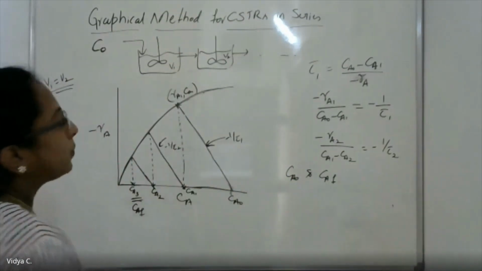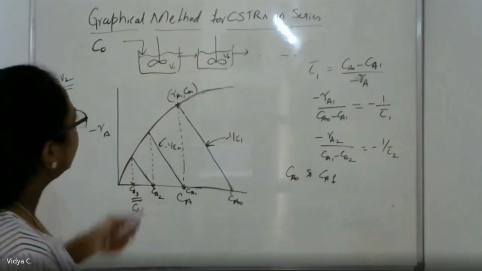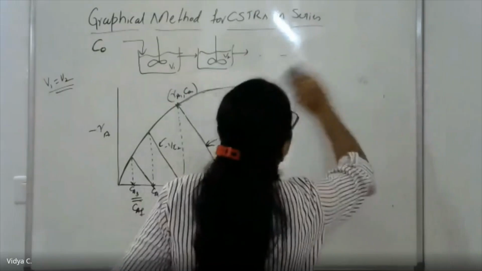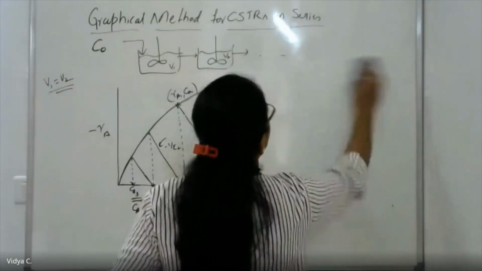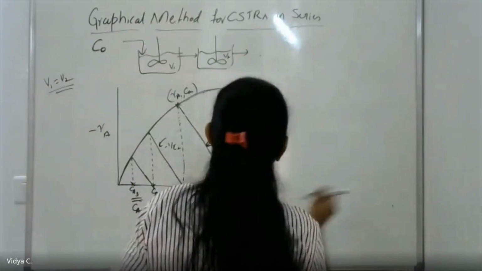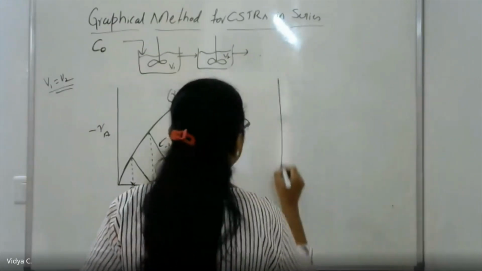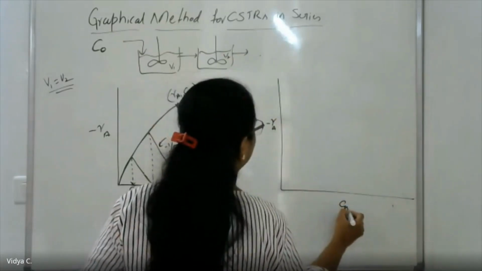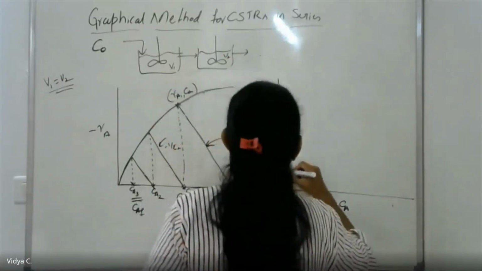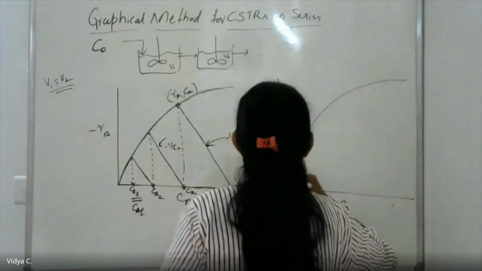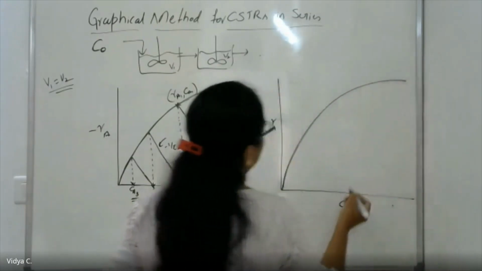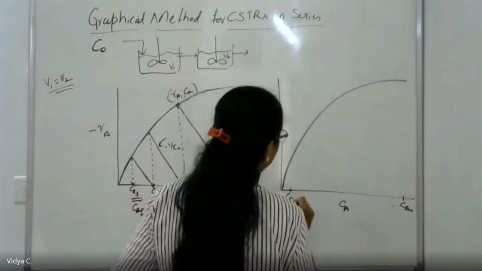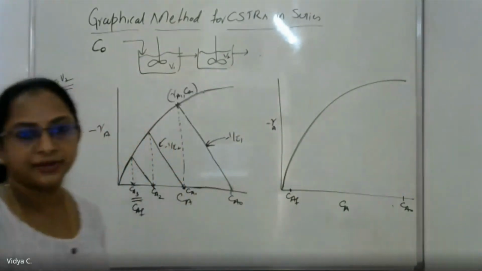The next thing is, when do we go for different sized reactors? Okay. This is very interesting. When we have to go for different sized reactors. See what happens. Sometimes when we are plotting minus RA versus CA, the same plot I'll take, and the same nature of the curve. Here my CA naught and CAF are fixed.